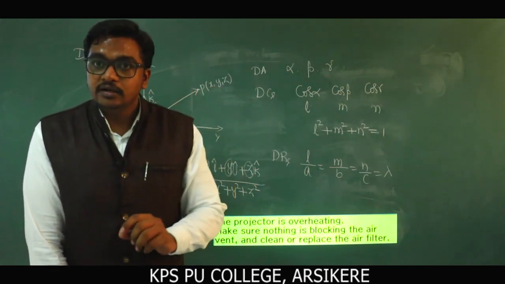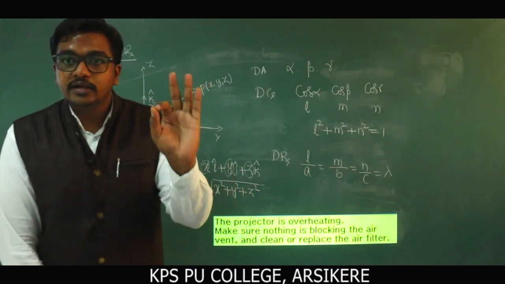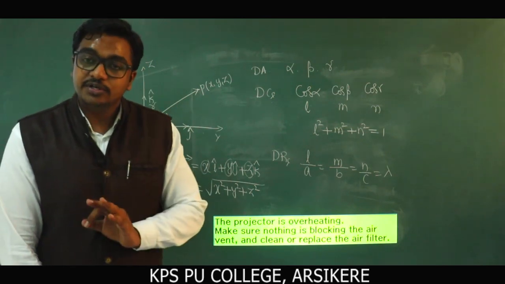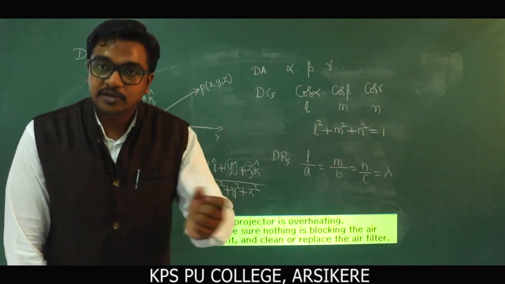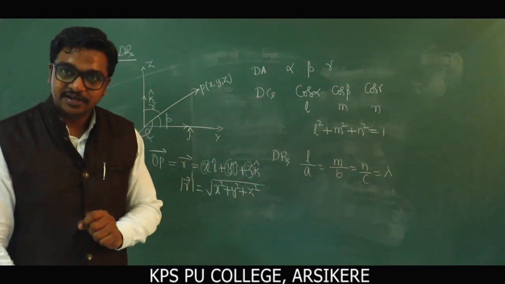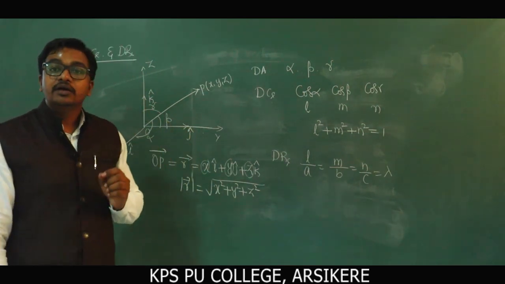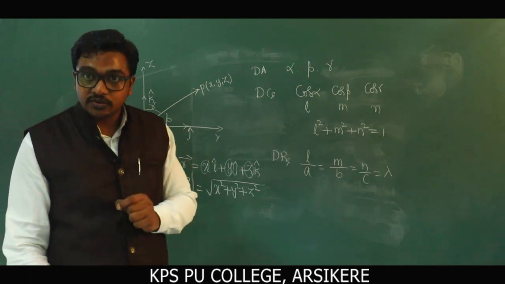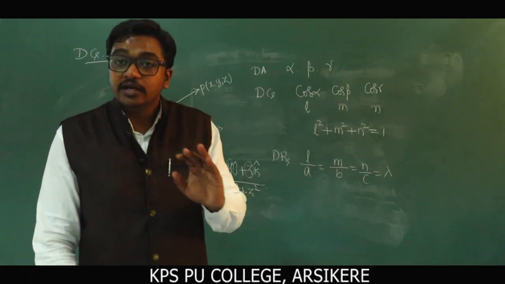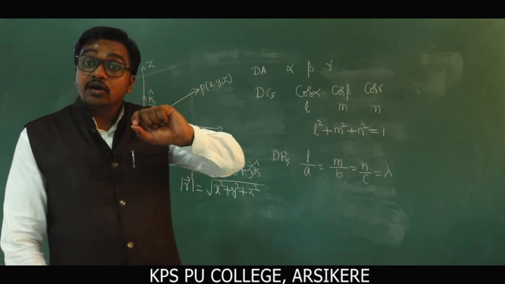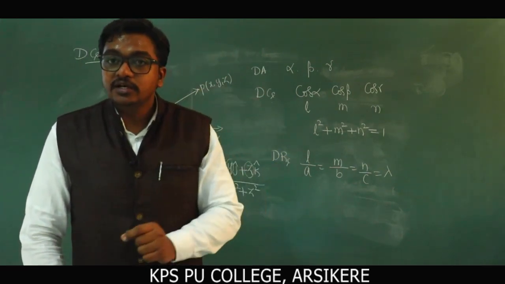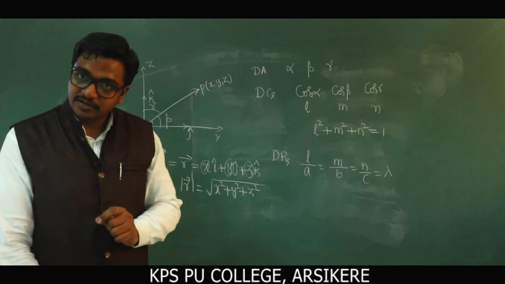In any vector, the scalar component of the vector represent direction ratios, and scalar component of the unit vector, they represent direction cosines. So when they give the vector, how to find the direction ratios and direction cosines? Direction ratios are nothing but the scalar component of the vector, and the scalar component of the unit vector, they represent direction cosines.